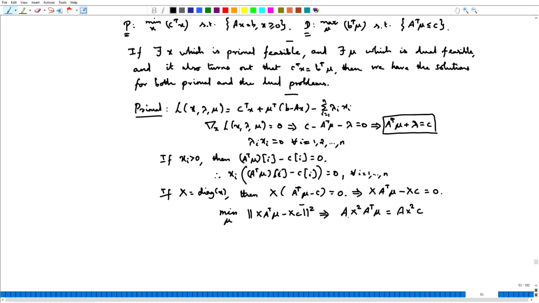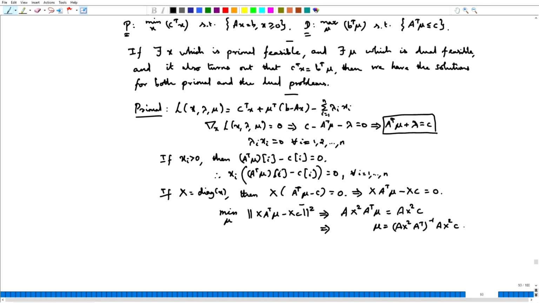Now you can see that A X squared A transpose is just an m cross m matrix. It can also be shown that it is an invertible matrix; the rank is m. Since the rank of capital A is m, you can show that A X squared A transpose also has a rank of m. Thus, mu is equal to (A X squared A transpose) inverse A X squared c.